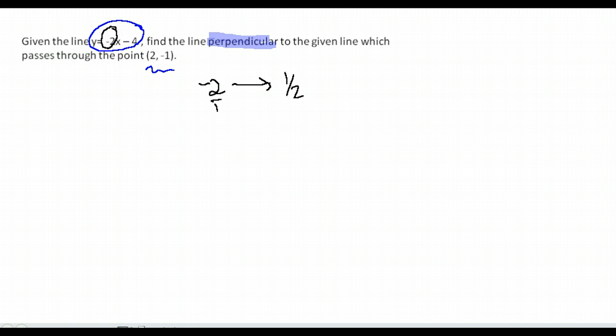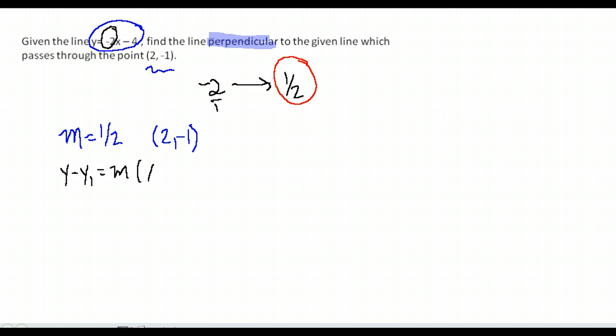So our line isn't going to have a slope of negative 2. It's going to have a slope of 1/2. And again, to find that, we changed the sign of our slope and flipped it. So we are finding the equation for a line that has a slope of 1/2 and passes through the point 2, negative 1. So we go ahead and put that in our point slope formula.